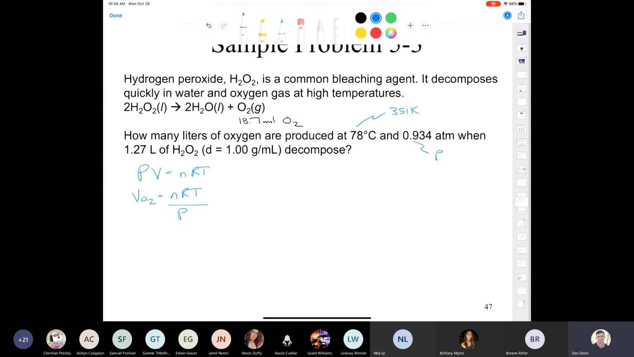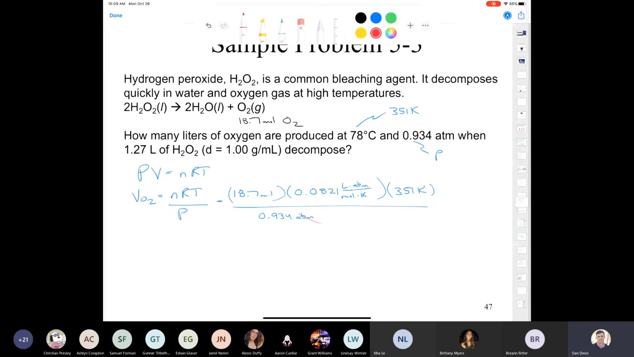So now we've got our temperature, our pressure, and our number of moles. I mean, we don't need anything else. It's all there, right, people? We've got 18.7 moles of oxygen multiplied by our gas constant, 0.0821 liter atmospheres per mole Kelvin. I don't need more than 3 sig figs. What's next? My temperature, 351 Kelvin. I'm going to divide all that by my pressure, 0.934 atmospheres.